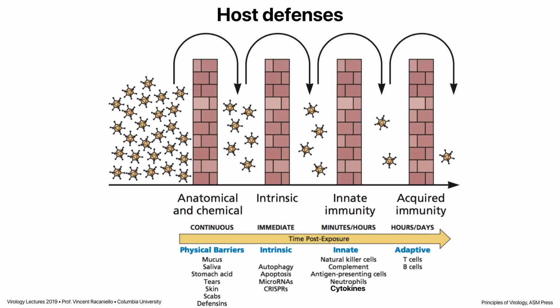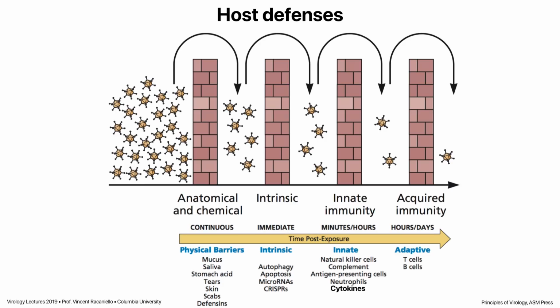Then we have intrinsic, which we'll talk about today, and these include autophagy, apoptosis, microRNAs, CRISPRs, and many others, but we'll restrict to some examples. And then we have innate immunity. And in contrast to the first two I've told you about, innate immunity takes minutes to hours to turn on. This is relatively quick, but it's not always present as the first two are. And this includes cells and complement and cytokines, which we'll talk about today.